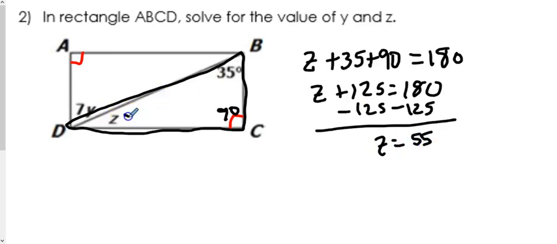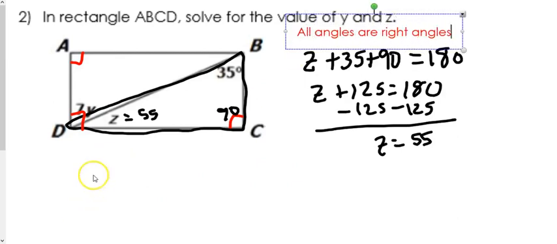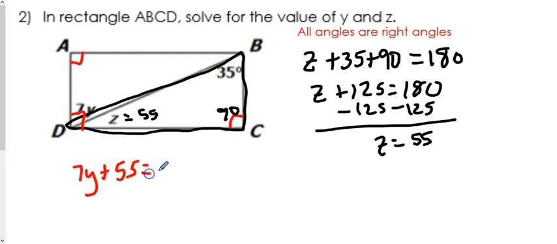Okay, so now that I know this is 55, and we know that this, again, is 90, we can use the same property we used last time, which is that all angles are right. That's what we're using here. I'll write that out for us. Right? So we're using that property again, and we're going to say 7y plus 55 equals 90, and then we're going to solve for y.